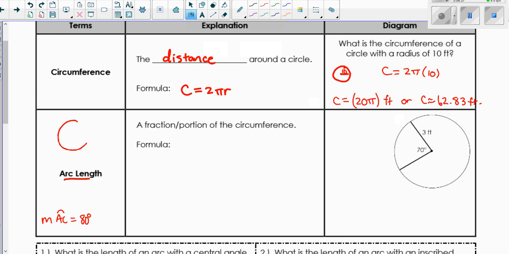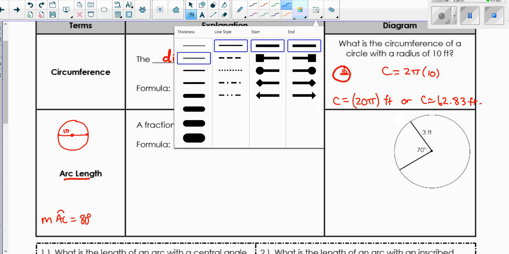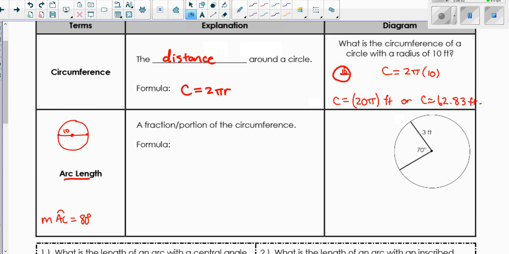Okay, for instance, if this was my circle and the circumference was 20 pi, like in the last problem, and let's say this was a diameter, and this is still your 10 of your radius, if I wanted to find the arc length of half of my circle, I would say, well, my circumference is 20 pi, and that's half of my circle, so I want half of it, which means my answer would be 10 pi. Okay, so arc length is really just a fraction or a portion of the circumference.